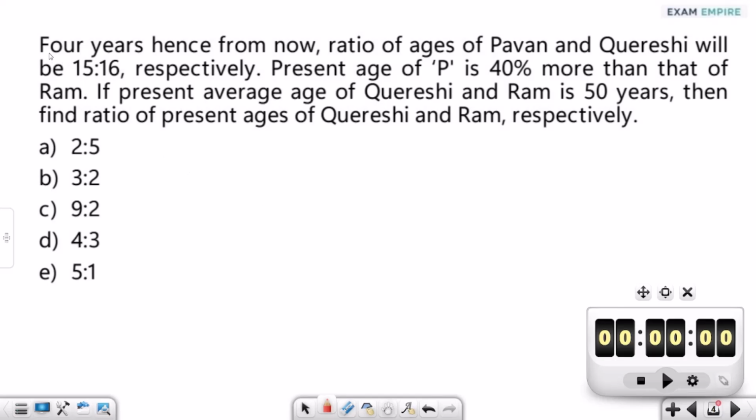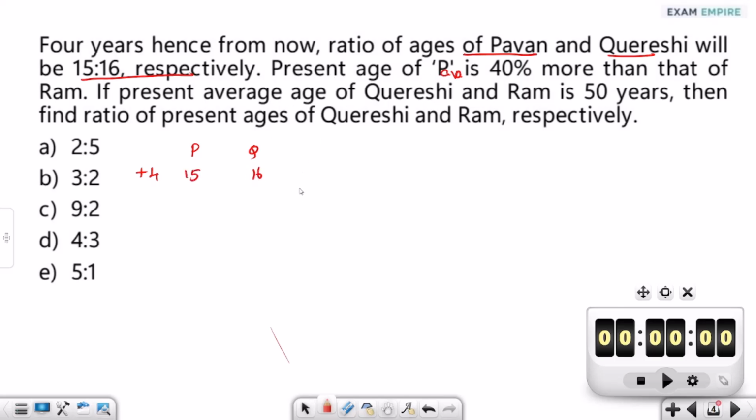So hope you have solved this. Now let's solve this particular question. 4 years from now, the ratio of ages of Pavan and Qureshi will be 15 is to 16 respectively. So 15 is to 16 respectively. So the present age of Pavan is 40% more than that of Ram. So 4 years hence, Pavan and Qureshi will be 15 and 16.